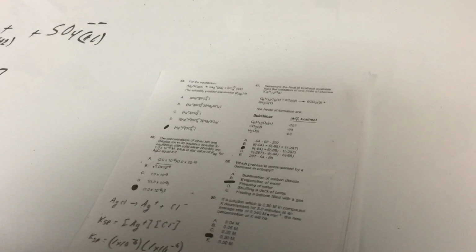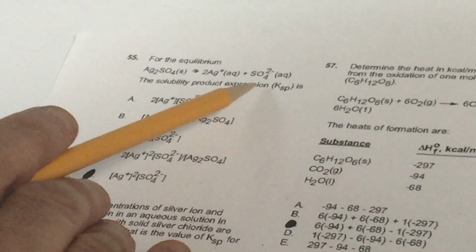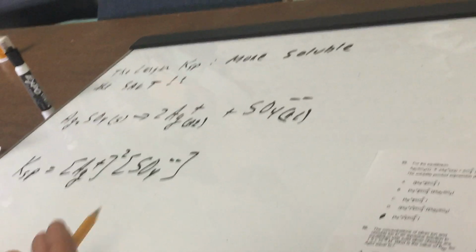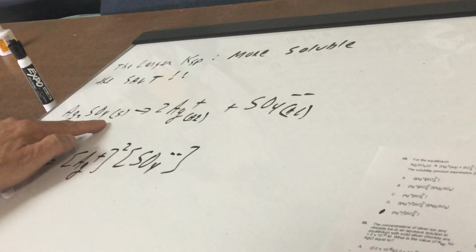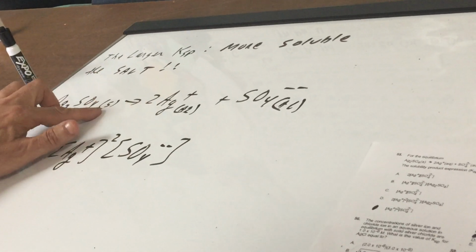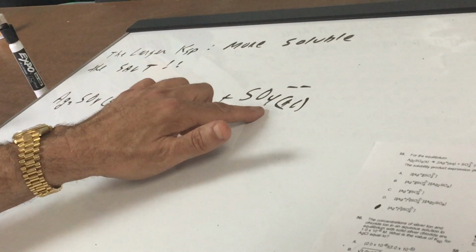Now, on problem number 56, it says for this equilibrium, the solubility product constant is blank. I wrote over here for you, the larger the KSP means the more soluble the salt. So what I did is I took the solid salt. The salt for the KSPs are always solids. It breaks up into two silver ions and sulfate.